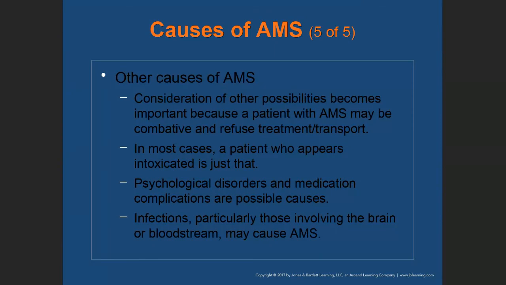Causes of AMS. Considering other possibilities becomes important because a patient with AMS may be combative and refuse treatment and transport. In most cases, a patient who appears intoxicated is intoxicated. And they're always going to tell you that they didn't have more than 2 drinks, just 2 drinks. Psychological disorders and medication complications are possible causes. Infections, particularly those involving the brain or bloodstream, may cause AMS.